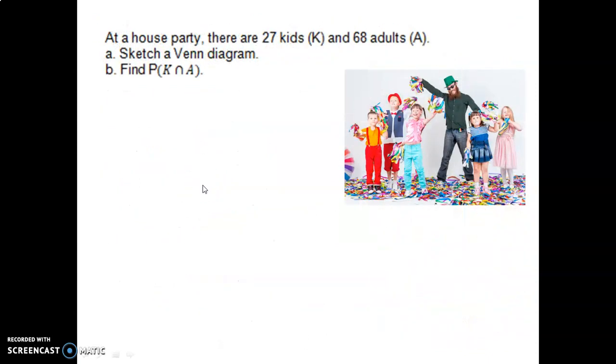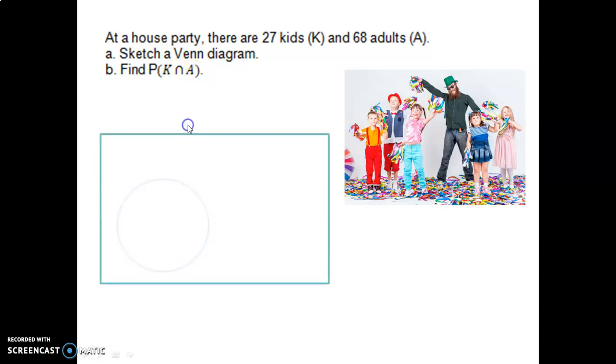Okay, great. So last problem. At a house party, there are 27 kids and 68 adults. Sketch a Venn diagram and find the probability of K intersection A.